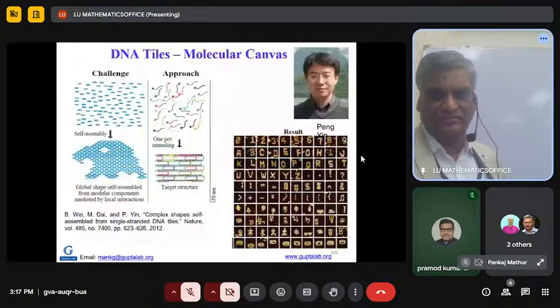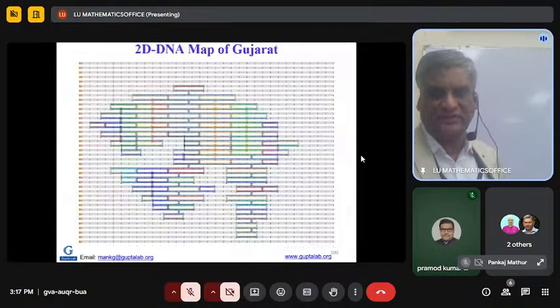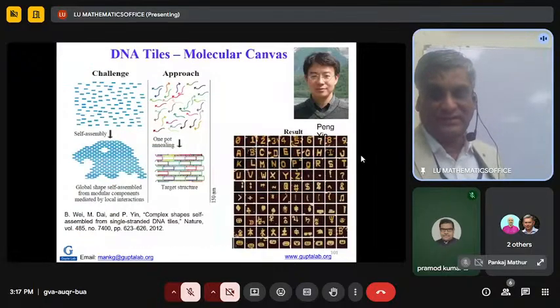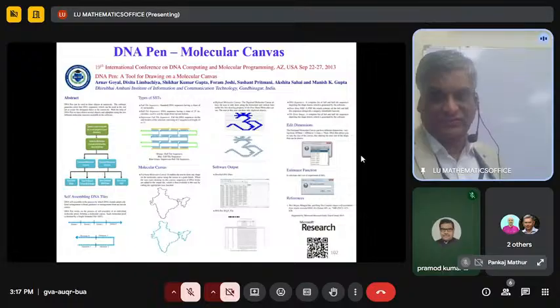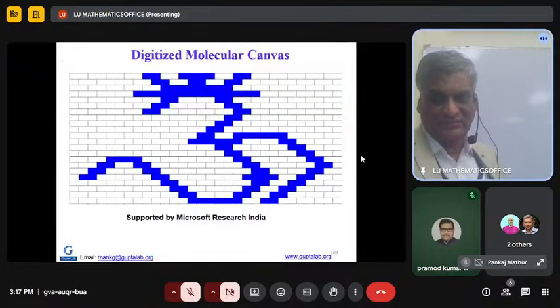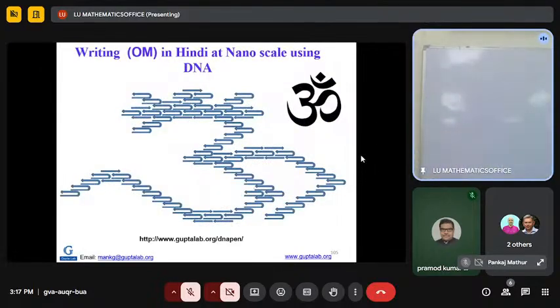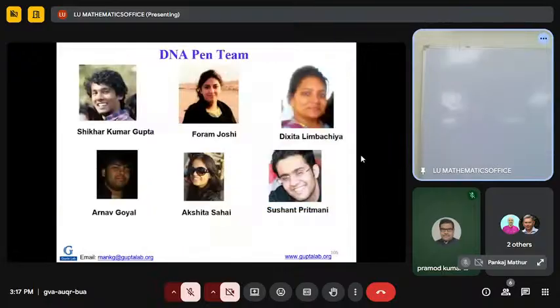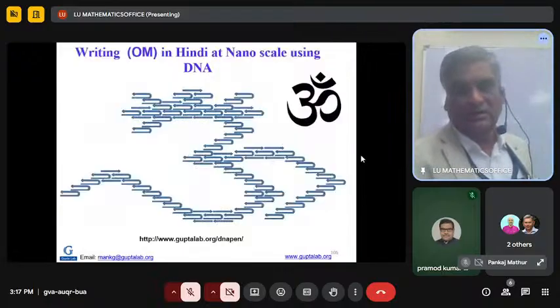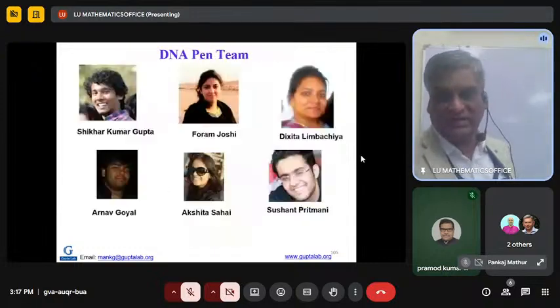I'll give you one or two. You see, using our software, you can create this. We have created the map of Gujarat using DNA. We have written OM here. You see the map of India. When you create this OM, in the backend these DNA strands are created as output of the software, and they combine with each other to form this shape at the nanoscale.